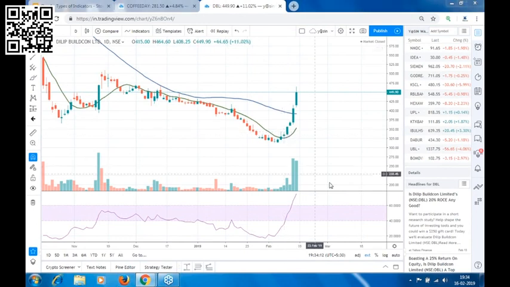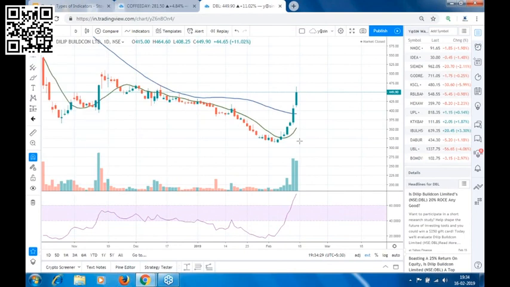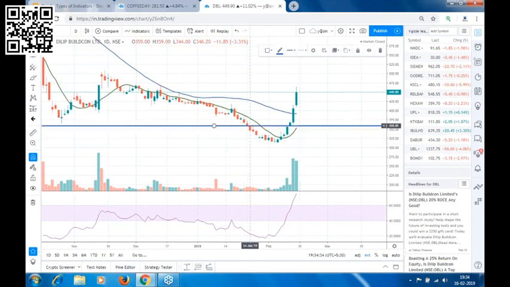Which date is this? This is 11th of Feb. On 11th of Feb, when we saw this candle above the 10 period moving average, this was our buying level, above the high of this candle. You can also check it on your Telegram channel. Our buy was about 360 at this point, and our targets were 375 to 380 and 390 to 395. In fact, it has made a high of 464.60.